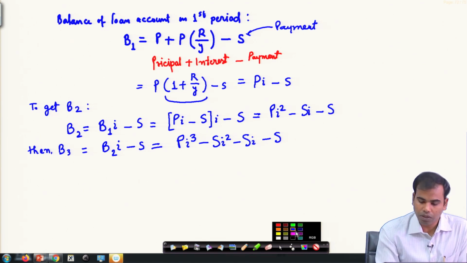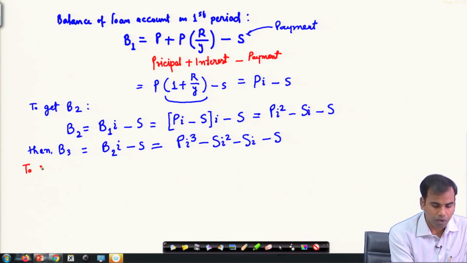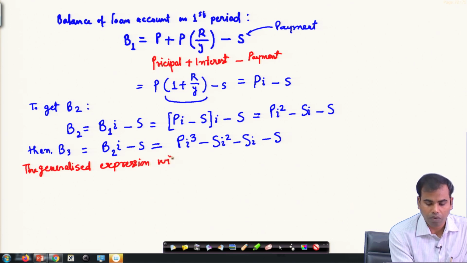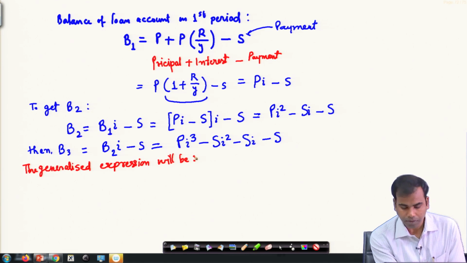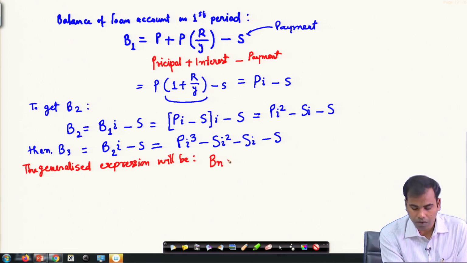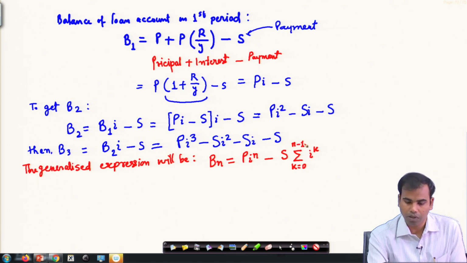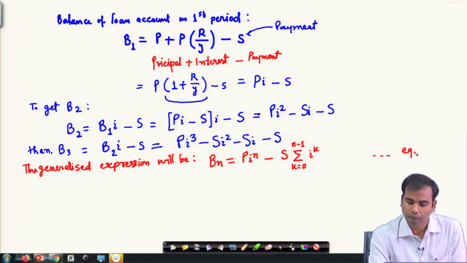So, a generalized expression of this particular sequence will be Bn is PI^n minus S times the sum of all I^k, where k is 0 to n minus 1. So, let us consider this as equation 1.